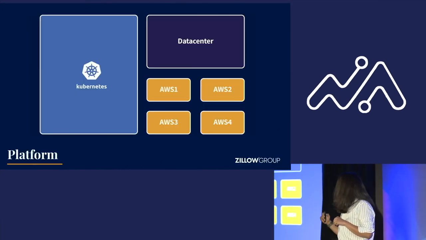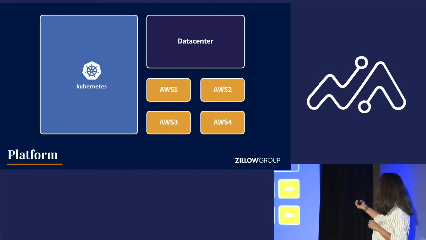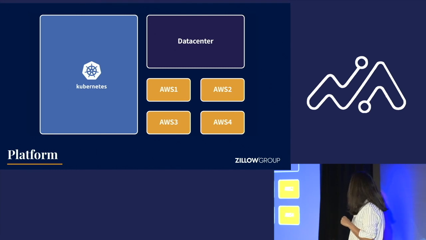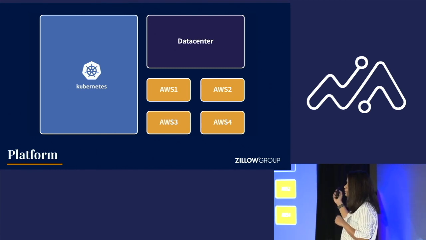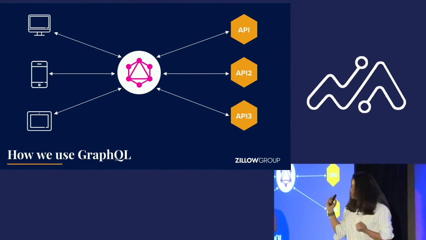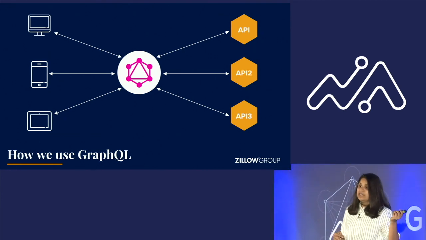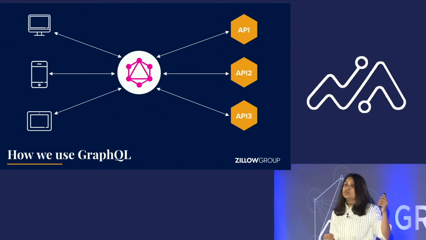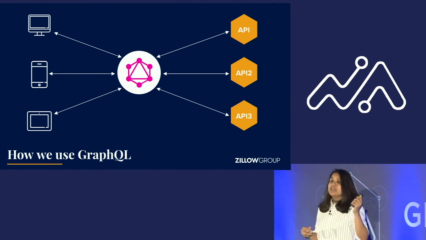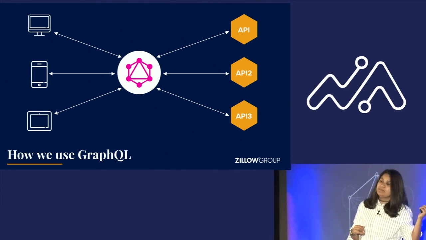These web apps and our GraphQL server are deployed in our Kubernetes platform, while the REST APIs are all over the place. So some of them are in AWS, some of them are in our data center, and actually some of them are third-party. But let's talk about the GraphQL piece more. The way we use GraphQL is like an API gateway to all our REST APIs. It takes the request from the client, gathers all the data necessary, transforms it, and sends it back.